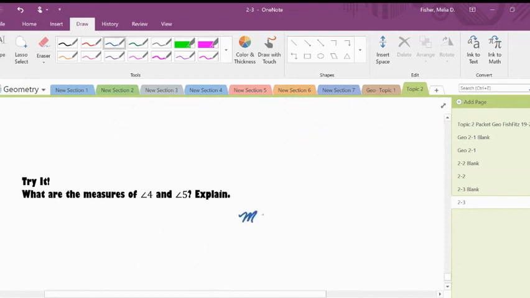The measure of angle 5 plus 45 plus 55 equals 180. 45 plus 55 is 100. Subtract 100 from both sides, and you get that the measure of angle 5 is 80.